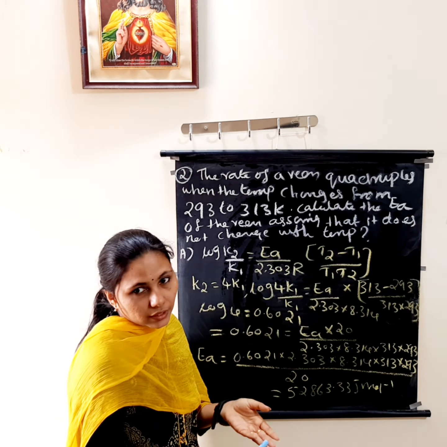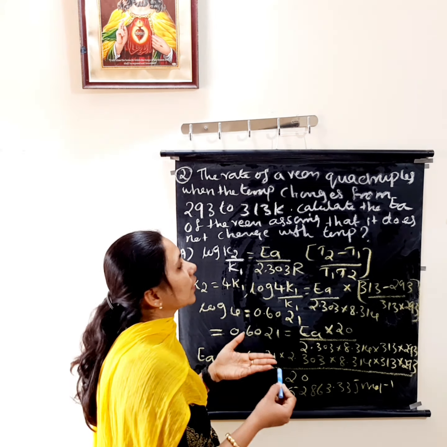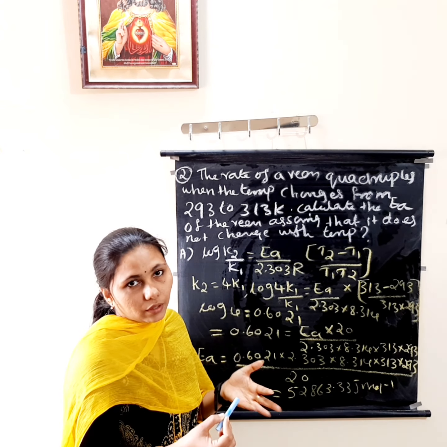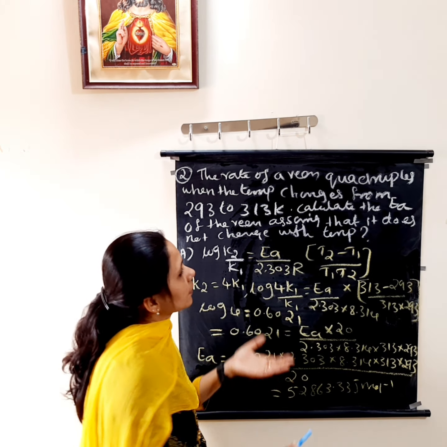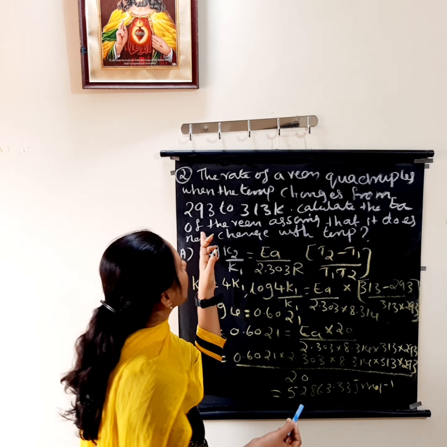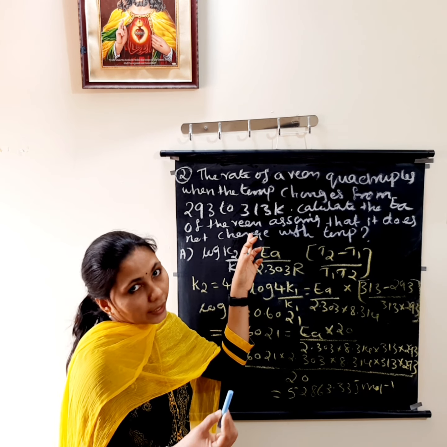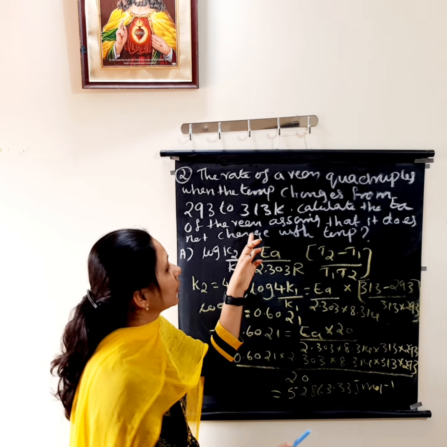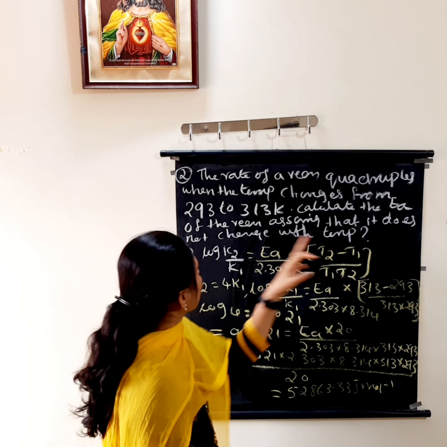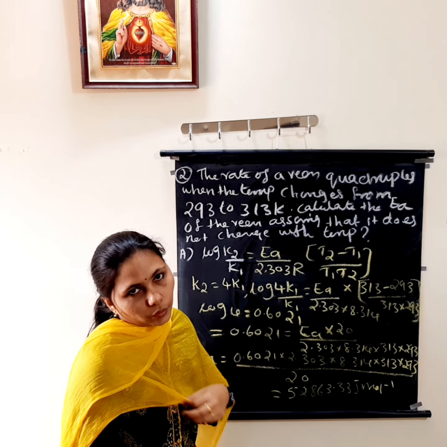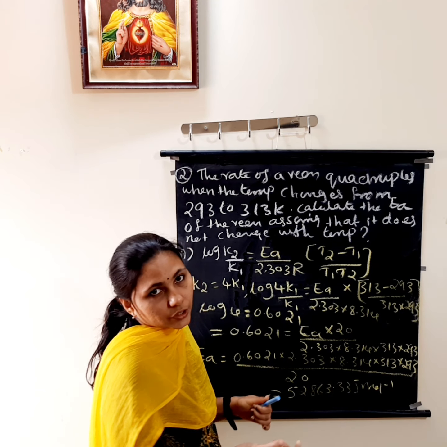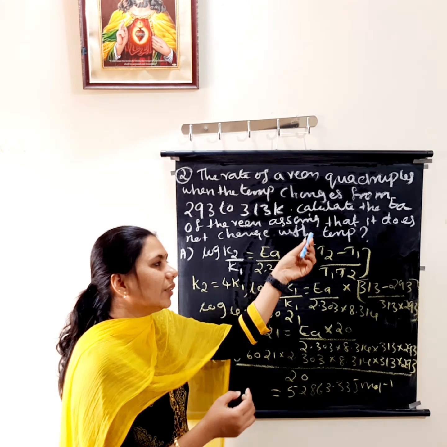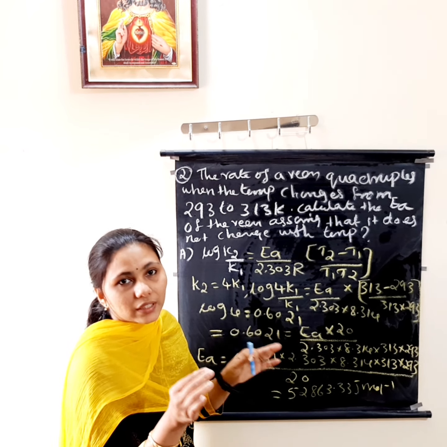Okay, the temperature is increased from 293 to 313 Kelvin. The rate of the reaction increases 4 times. Calculate the Ea of the reaction. Ea means what? Energy of activation, or activation energy, assuming that it does not change with temperature. We have to assume that Ea does not change with temperature. Leave that part, we only have to calculate Ea.